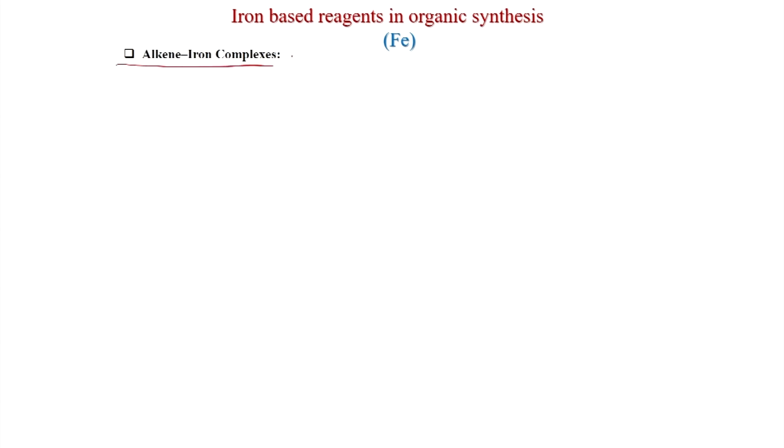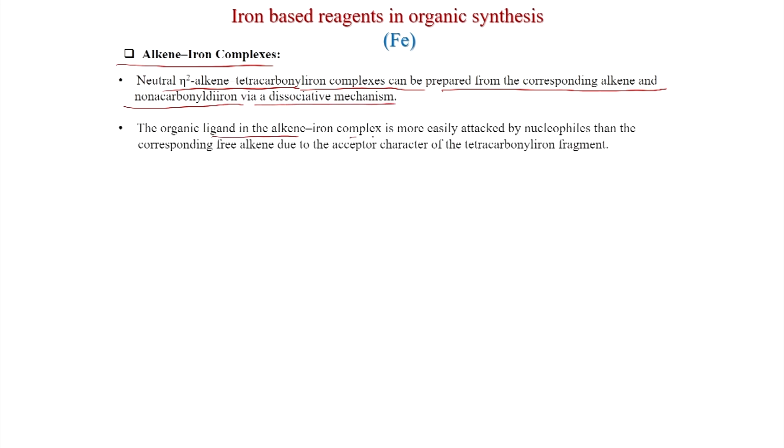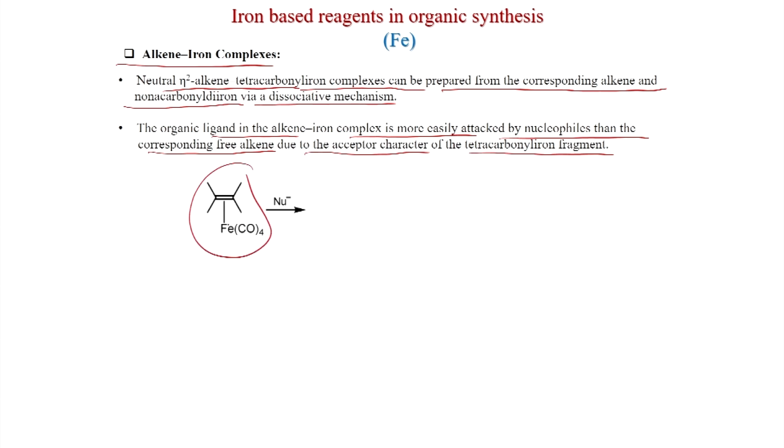Now we will discuss alkene iron complexes. Neutral eta 2 alkene tetracarbonyl iron complexes can be prepared from the corresponding alkene and nonacarbonyl diiron via a dissociative mechanism. The organic ligand in the alkene iron complex is more easily attacked by nucleophiles than the corresponding free alkene due to the acceptor character of the tetracarbonyl iron fragment. So, this is important. When an olefin is connected to iron tetracarbonyl, this becomes an electrophilic species, and now a nucleophile can come and you get this complex.